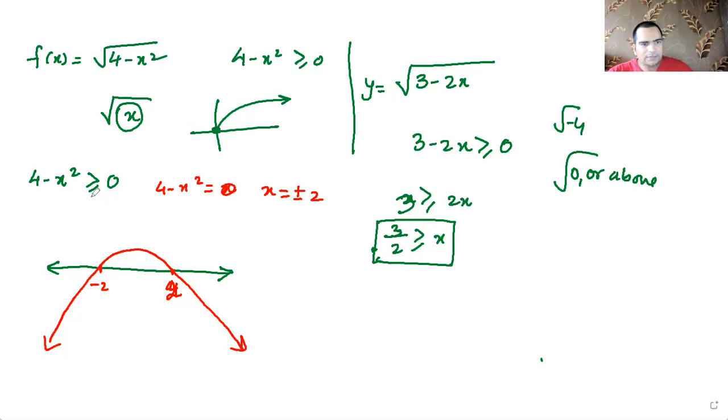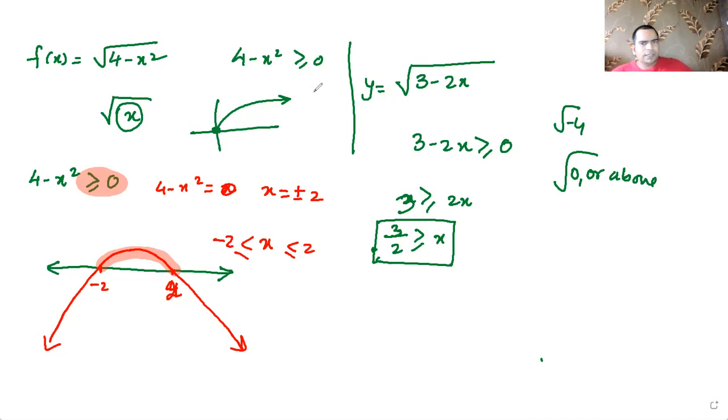Now in this case, I want this graph to be positive. So where is it above the x-axis? It is above the x-axis in this range. So your correct answer here will be x between negative 2 and positive 2. That's going to be the domain for this question.